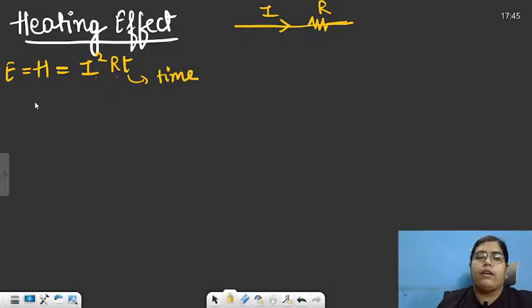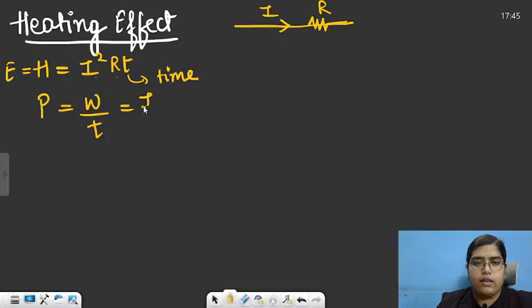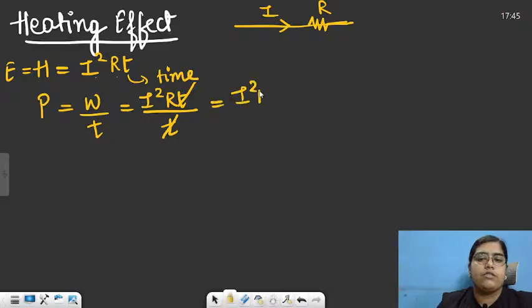And from here only we got three formulas for power. Power is basically work done per unit time. Work done is equal to energy. So work done is I square RT divided by T. T gets cancelled with T. Power comes out to be I square R.